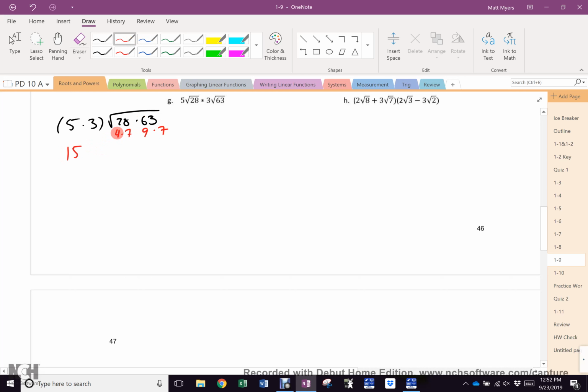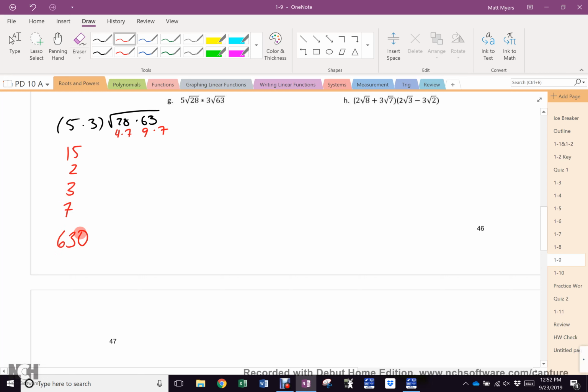What is the square root of 4? 2. What is the square root of 7? Nothing. What is the square root of 9? 3. Oh, but there's another 7. So what else may I bring here? Another 7. Did I leave anything under there? No. 15 times 2 is 30. 30 times 3 is 90. 90 times 7 is 630.